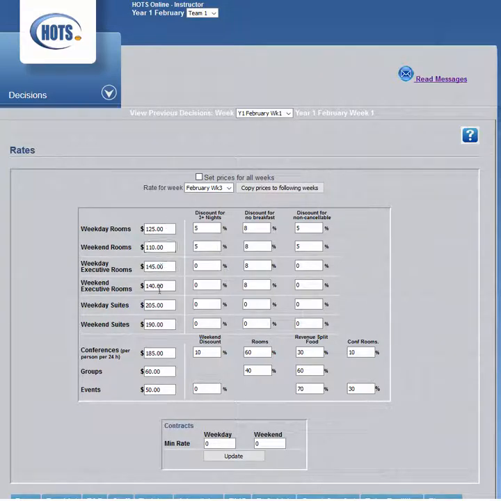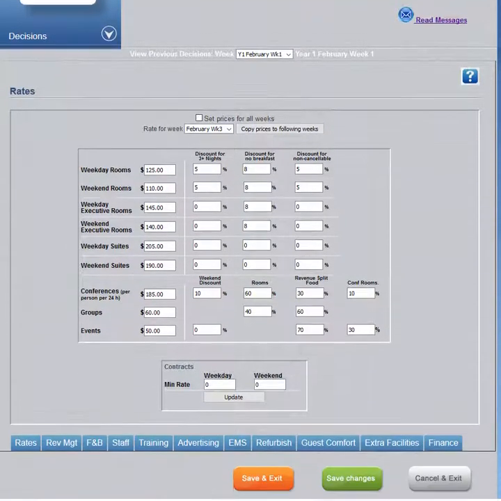And so, of course, I can change all of these rates for any or all of the weeks that are coming up in the future, and be offering different rates for the weekend and the weekdays for the coming periods, depending on what I see as the likely demand.